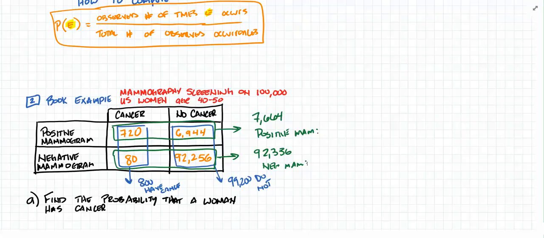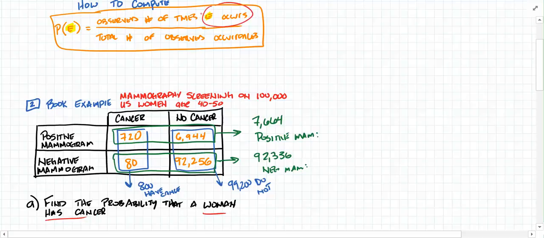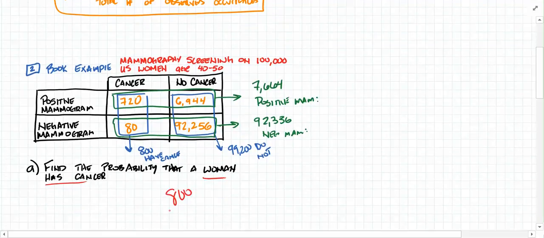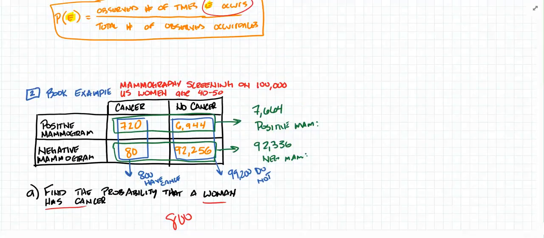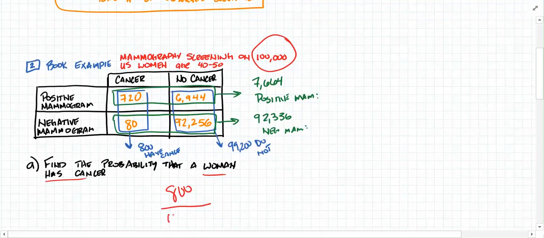Okay, let's go back to the definition, right? What are we looking for? Probability that a woman has cancer. So we're looking for the number of times that happens. Which number represents the people who have cancer? The 800 does. So this is going to be 800 out of, the definition says, the total number of observed occurrences. That would be this number here. There's 100,000 observed occurrences. So that's 800 out of 100,000, which given to us as a decimal is 0.008.